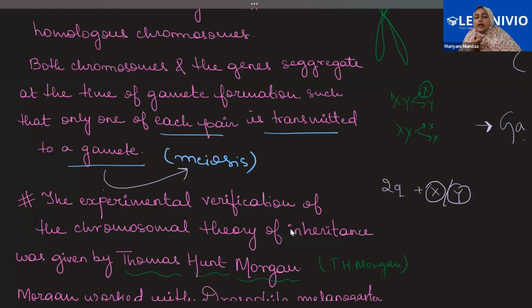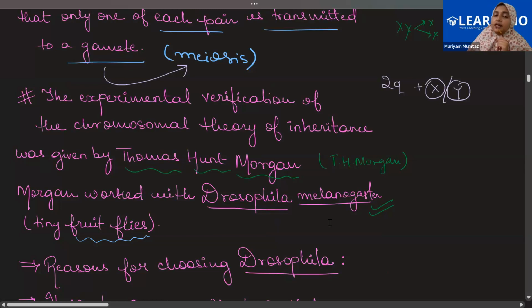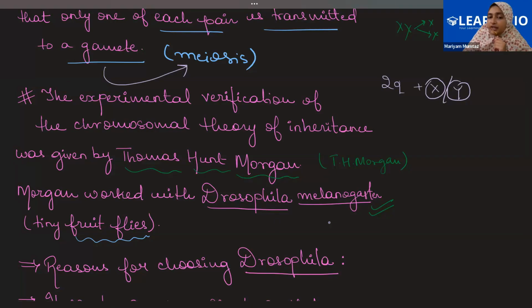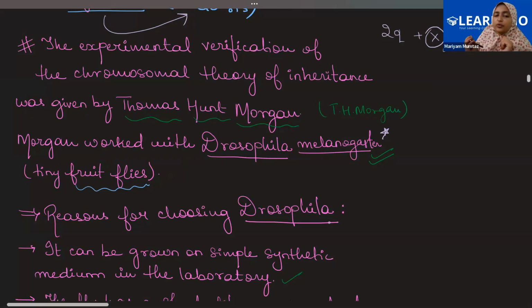Yes, ma'am. Now, as I told you, this is just theory. So the proof for this theory was still yet to be found, and it was given by T.H. Morgan, Thomas Hunt Morgan. He gave the experimental verification. He verified the chromosomal theory of inheritance experimentally. And how did he do so? He worked on Drosophila melanogaster. It is very important to remember. Thomas Hunt Morgan worked on Drosophila melanogaster, which is very commonly known as the fruit fly.